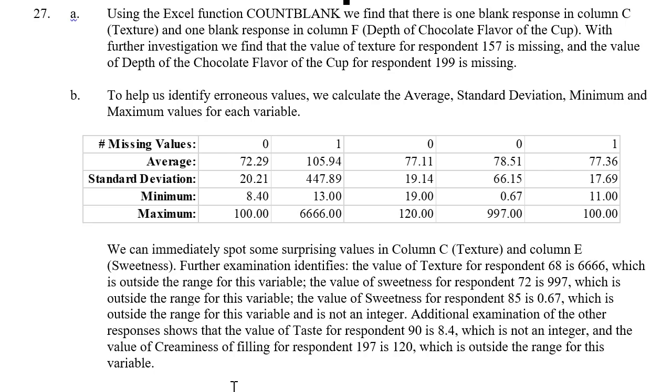Things you should have spotted were, in the texture column, respondent 68, this huge number. It's outside the range of the variable. The value of sweetness for respondent 72 is 997. Even though you don't see it here, if you're looking at your numbers, you could spot that. And small numbers, if you see something like 0.67, it's outside the range, and also consider what data type it is. If it doesn't correspond to the data type that's going in the column, there's probably a problem. It was entered incorrectly or something.